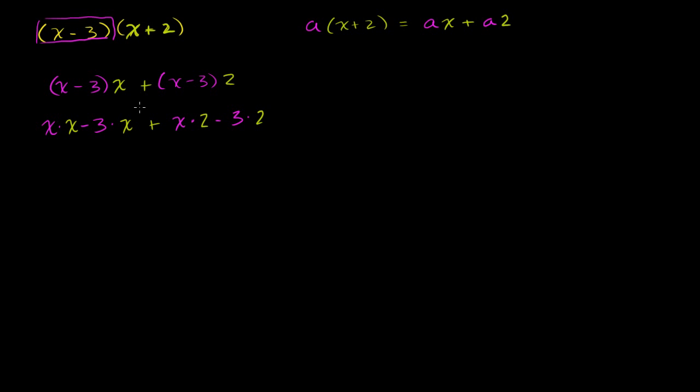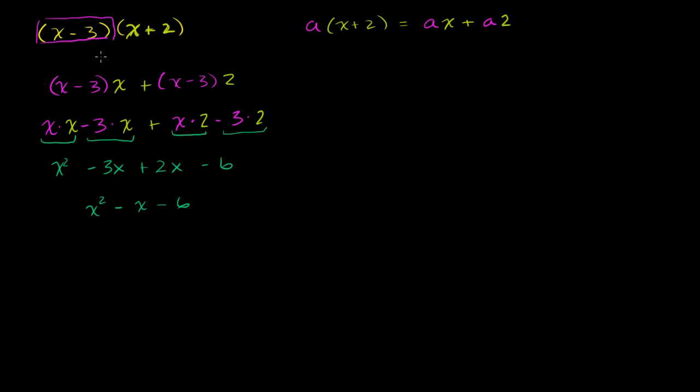And we'll figure out faster ways to do it in the future. But I really want to show you the idea here. So what's this going to equal? This is going to equal x squared. This right here is going to be minus 3x. This is going to be plus 2x. And then this right here is going to be minus 6. And so this is going to be x squared minus 3 of something plus 2 of something. That's minus 1 of that something. Minus x minus 6. And we've multiplied those two.